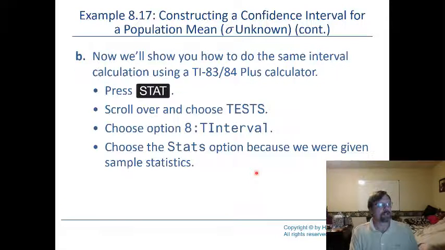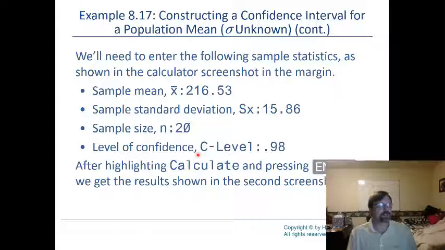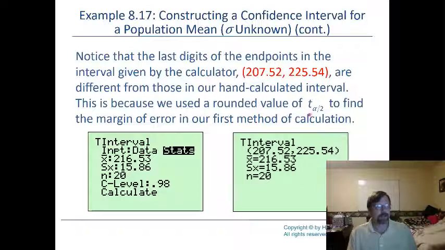Let's do the same calculation with the TI-83. It's got this t interval function built in. Tell it you wanted stats because we were given sample statistics. Put in the mean, sample standard deviation, which is capital S, lowercase x, sample size, and confidence level, and tell it to calculate, and it will spit out the 98% confidence interval there.